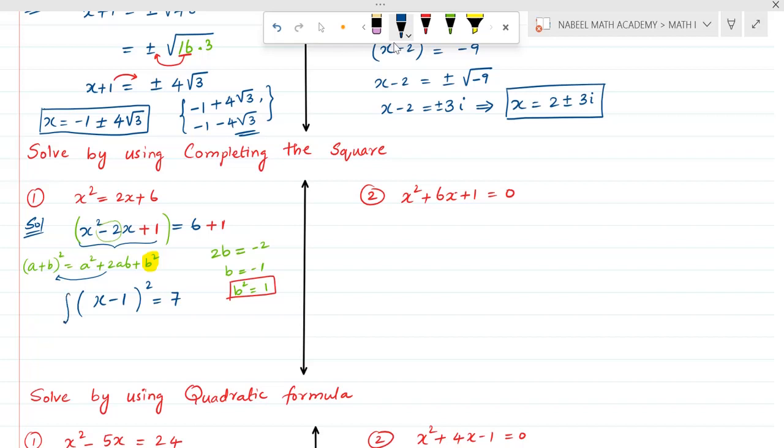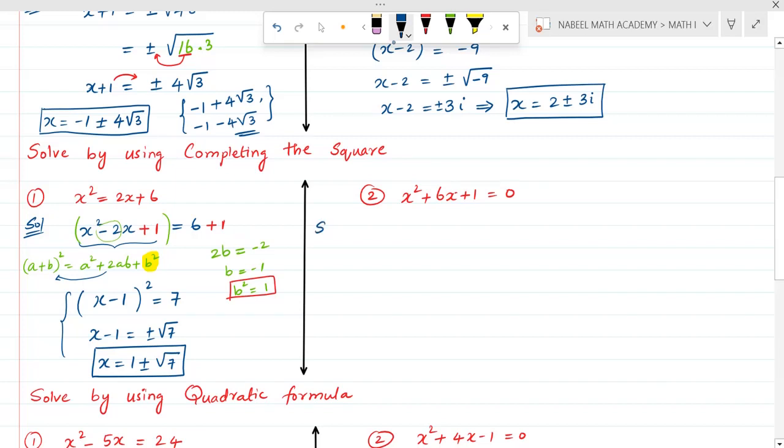Thereafter, it's the same story as what we have done just now. So it is taking a square root. How will you take the square root? It is plus or minus root 7. Move the 1 to the other side. It becomes 1 plus or minus square root of 7. So this is the final answer.